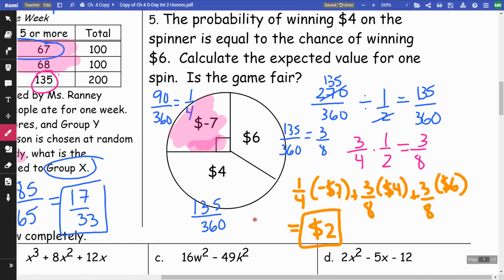Calculate the expected value for one spin; that would be $2. Is the game fair? The game is going to be fair if your expected value is 0. For example, if it costs you $2 to play and you win $2, you break even, and that would be a fair game. In this case, it didn't say that we paid any money. So since we are getting $2, even though we might in our own heads think it's fair to us, it's not a fair game because expected value is not 0.